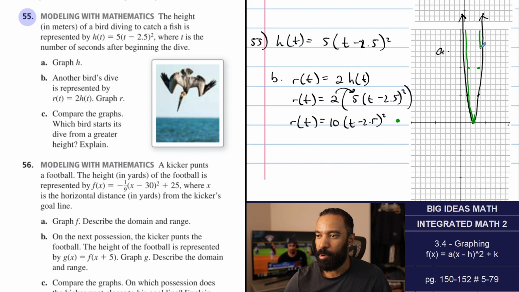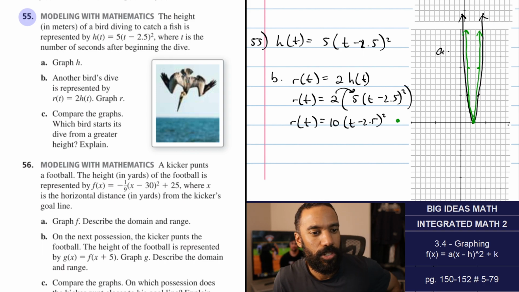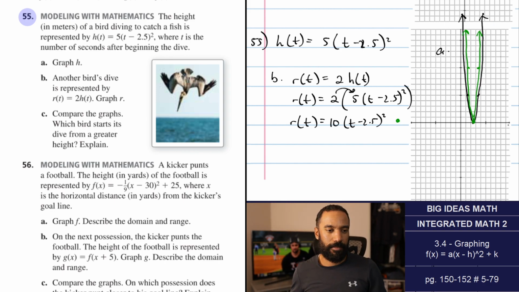Again, it's not the bird's direction. This is time. But maybe the bird did direct like this. I don't know what they do. What kind of bird is this? Oh, it didn't say. It looks like a pelican?